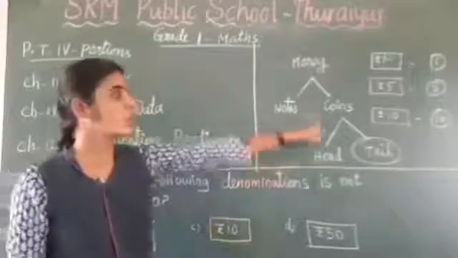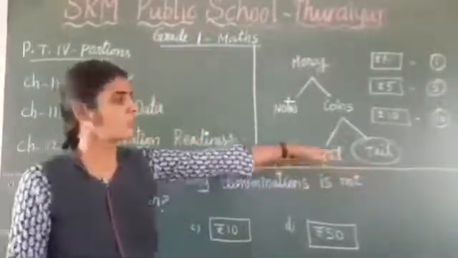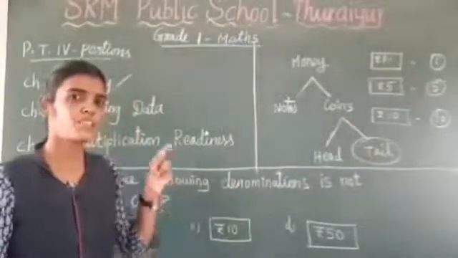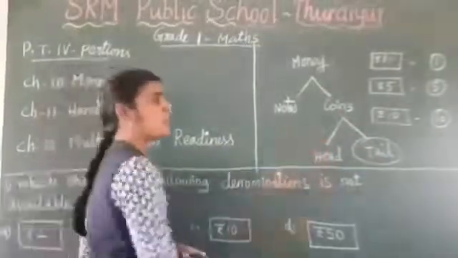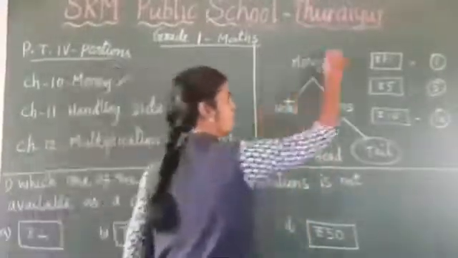So this coin has two sides, tail and head. What does tail mean? The value of the coin. That side is called the tail and the other side is called the head. This is an important point in money.